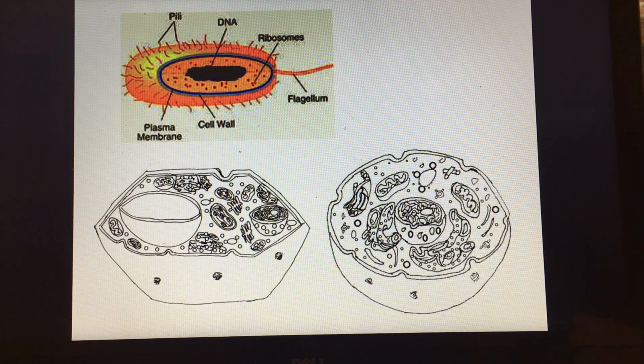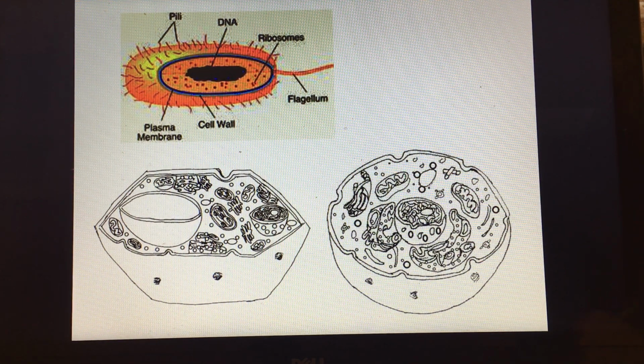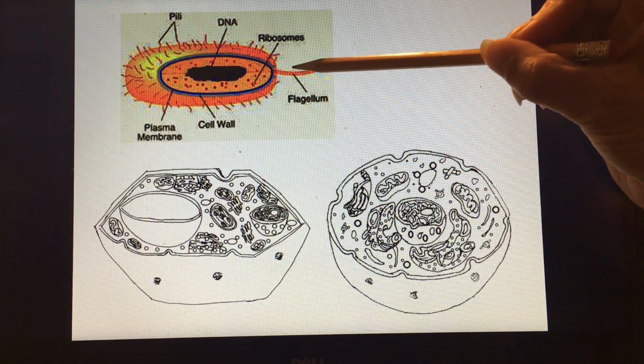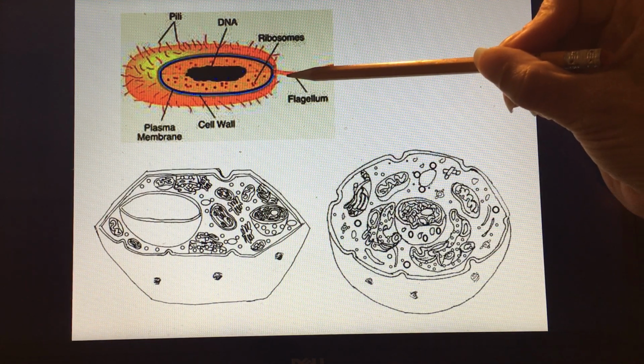This video is about cell parts, cell structure, and cell function. And before we talk about all the different parts of the cell, which are called organelles, I want to talk a little bit about the difference between prokaryotic cells and eukaryotic cells. This diagram up here is a diagram of a prokaryotic cell.